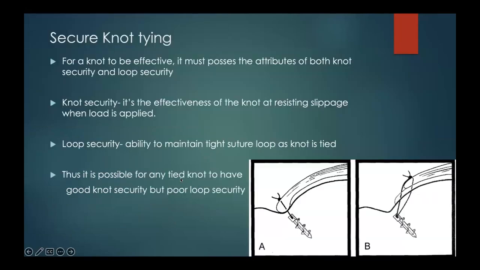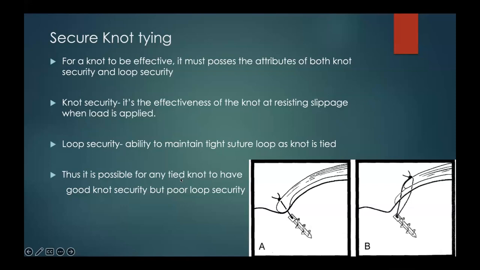The next is secure knot tying. During rotator cuff repair, the arthroscopist is commonly required to tie an arthroscopic knot in order to obtain secure tissue fixation. There is an endless array of knot combinations. For a knot to be effective, it must possess the attributes of both knot security as well as loop security. Knot security is the effectiveness of the knot at resisting slippage when a load is applied, and loop security is the ability to maintain the tight suture loop as the knot is tied.